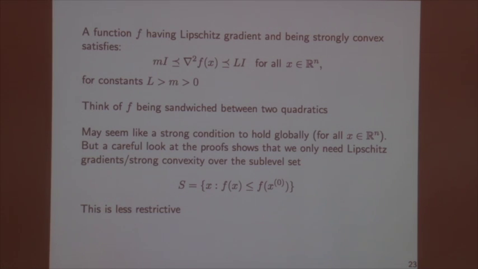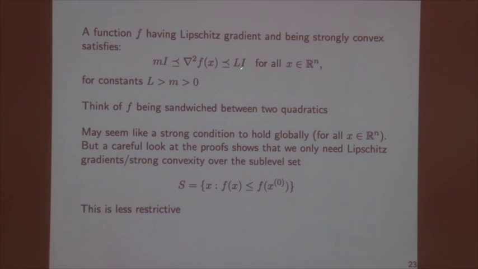And as a further reminder, now that we saw all these connections between strong convexity, Lipschitz gradient, and the Hessian, you can think about a function f having Lipschitz gradient and being strongly convex if you can sandwich the function between two quadratics in a way.